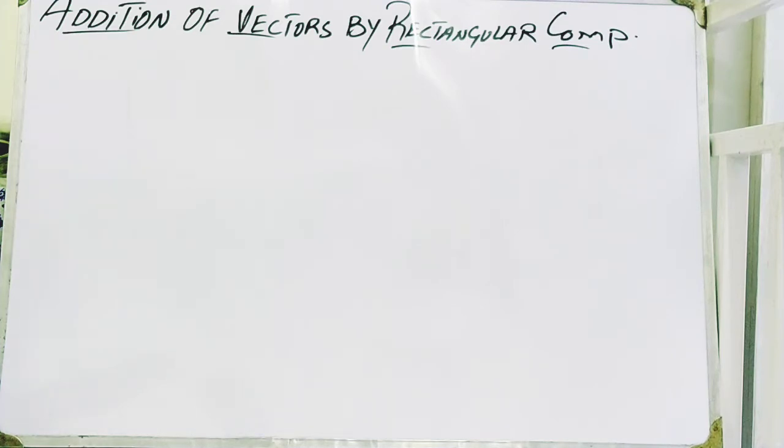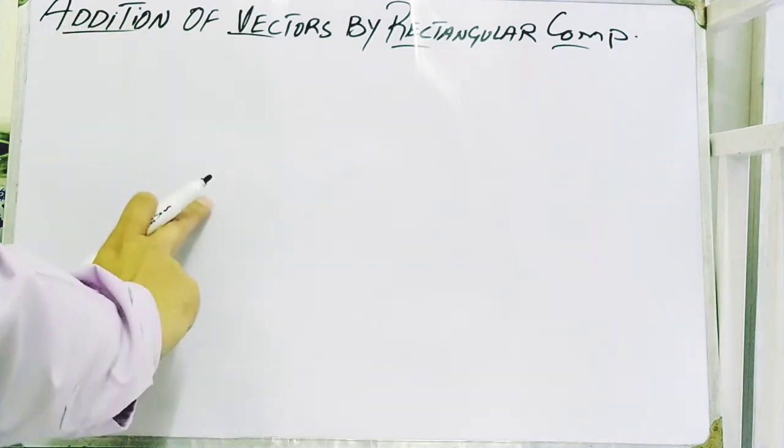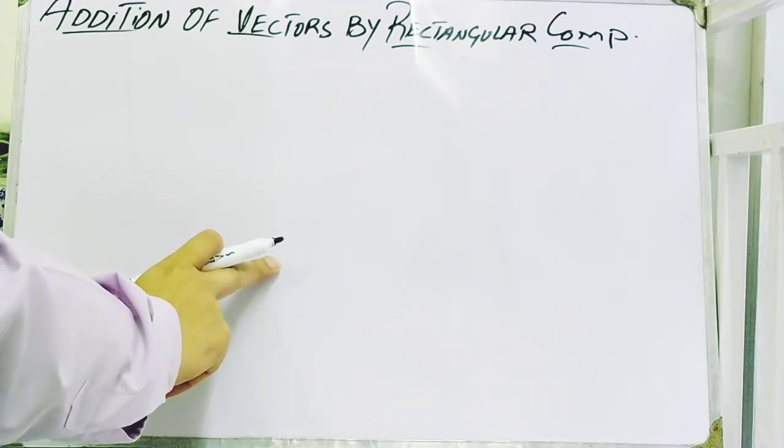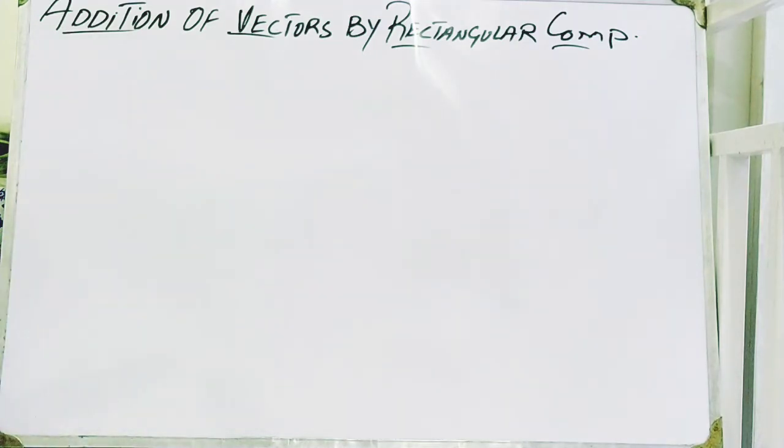Firstly, we are going to draw a diagram which is called Cartesian coordinates or rectangular coordinates. In this method, initially the rectangular components of the given vector are calculated. The x component of the resultant can be determined by simply adding the x component of all the given vectors, which will be shown in this figure.